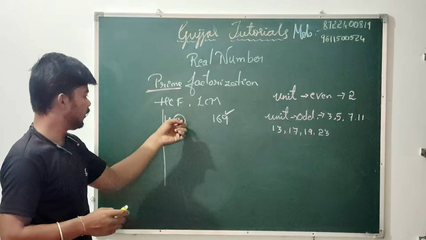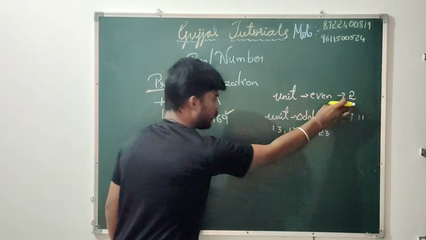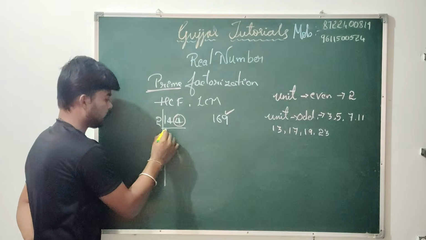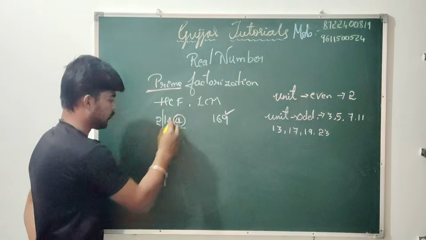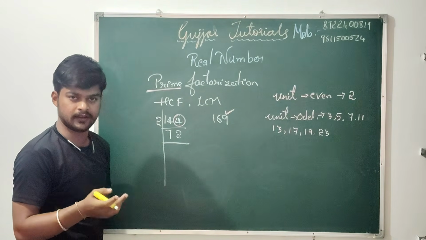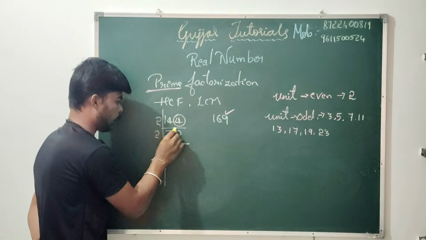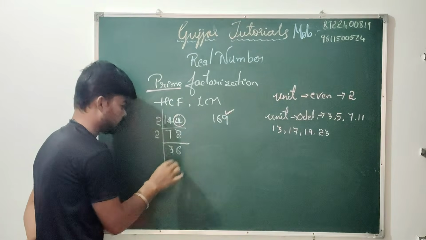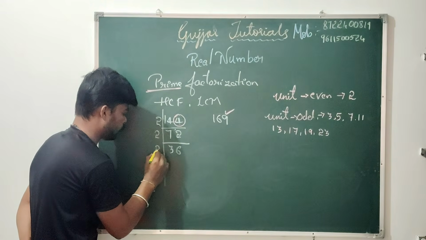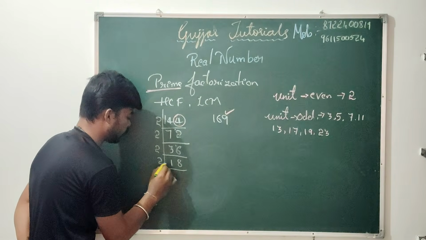Sir, this ends with an even digit. So we will divide this by 2. 2 7s are 14. 2 2s are 4. Then again, sir, the unit digit is 2. So 2 3s are 6, then 1 will remain. 2 6s are 12. Then again the unit digit is even. 2 1s are 2. 2 8s are 16. Then 2 9s are 18.